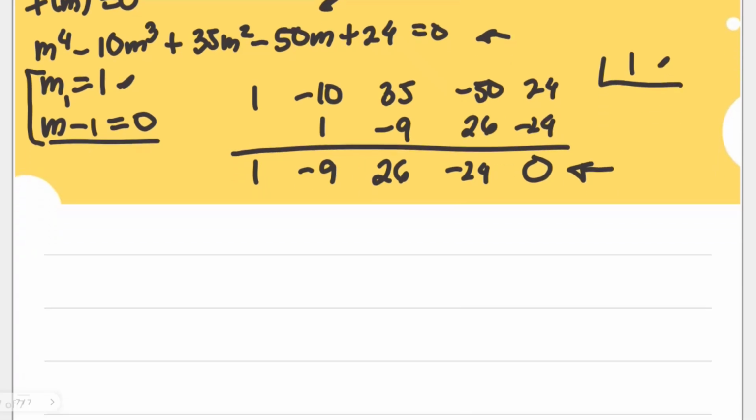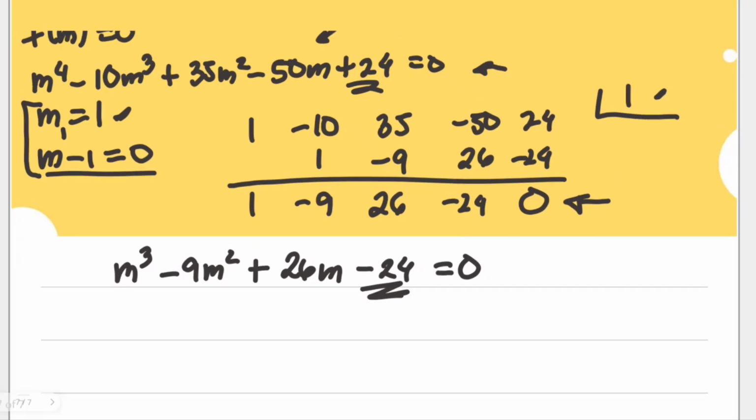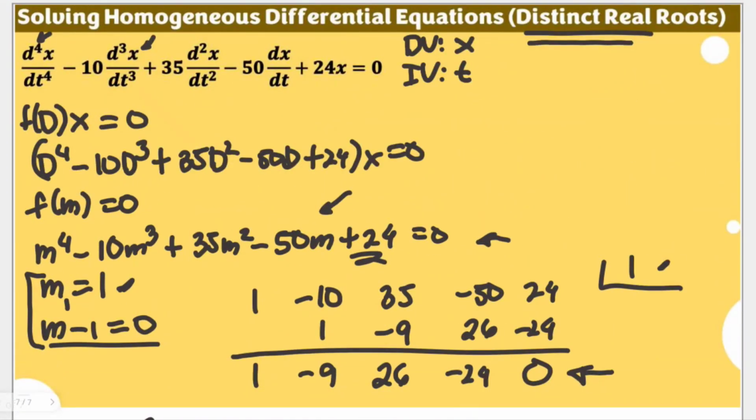So going further, what you have now is m cubed minus 9m squared plus 26m minus 24 equal to 0. Still, our constant here is 24, as we had earlier. We'll also be trying the same sets of possibilities under the rational root or rational zero theorem.